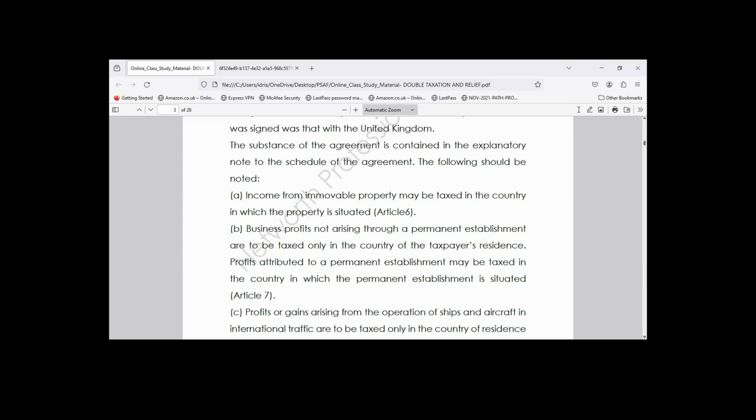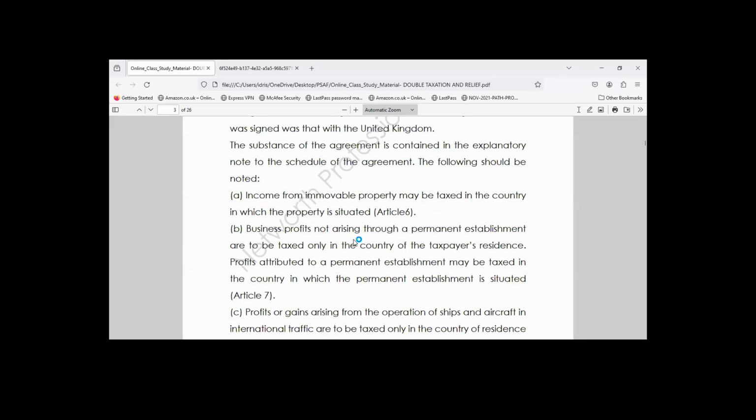Number one content of the agreement Nigeria signed with the UK: income from immovable property may be taxed in the country in which the property is situated. That is one of the contents of the agreement. Immovable property, like land and building. They are immovable property. You can't move land to any place. You can't move a building to any place. They said it should be taxed in the country in which the property is situated.